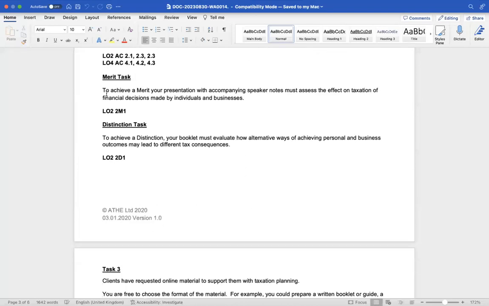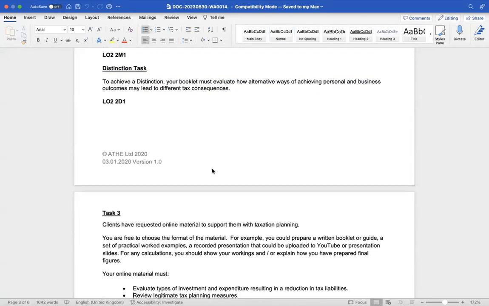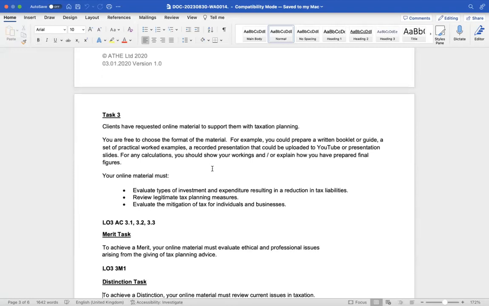So I already explained how to get merit and distinction. So next one, task 3. A client has requested online material to support him with all taxation planning. You are free to choose the format of the material.